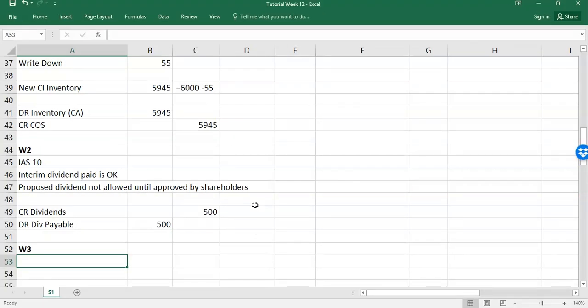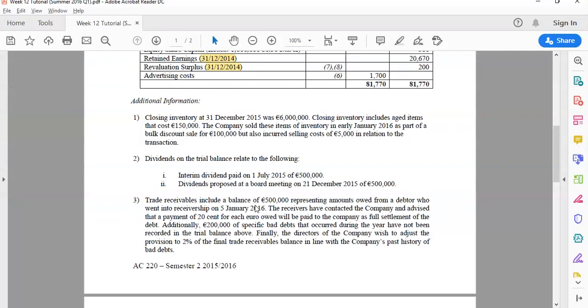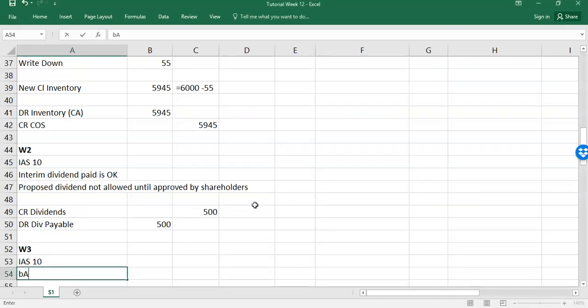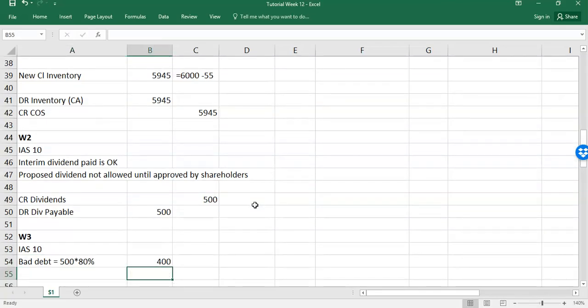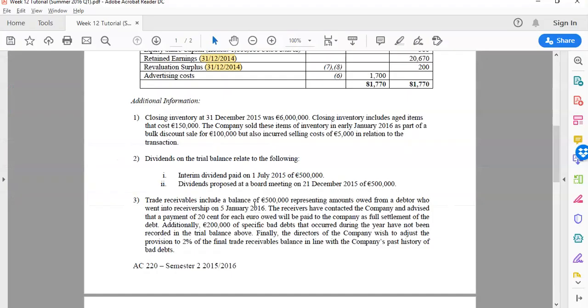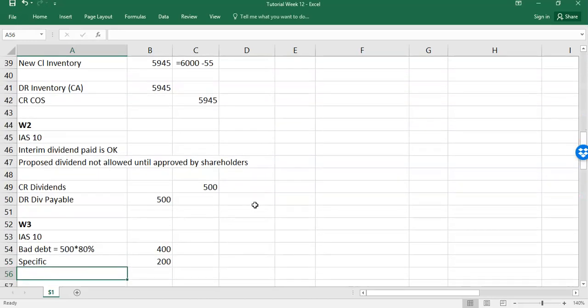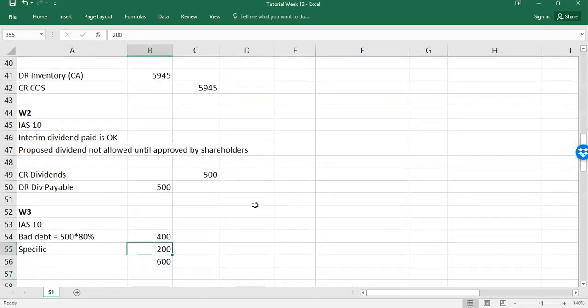So the first thing is IAS 10 is relevant again here. Similar to what we did in working one, if you have a receivership after the year end, that gives you more information. This company was probably a bad debt at the year end. So you're going to have a bad debt of 500 times 80%, because you're only getting 20% back, which is 400, and a specific bad debt, which you're told as well, of 200. So what you're going to be doing there is writing off bad debts of 600.